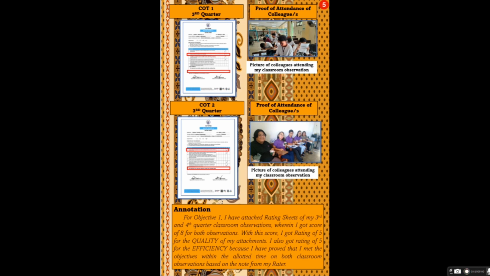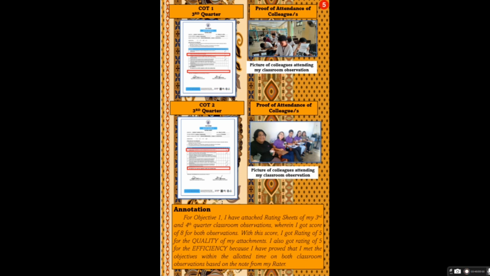For the annotation, nakalagay dyan for Objective 1, I have attached rating sheets of my third and fourth quarter classroom observations, wherein I got a score of 8 for both observations. With this score, I got a rating of 5 for the quality of my attachments. I also got a rating of 5 for the efficiency because I have proved that I met the objectives within the allotted time on both classroom observations based on the note from my rater.